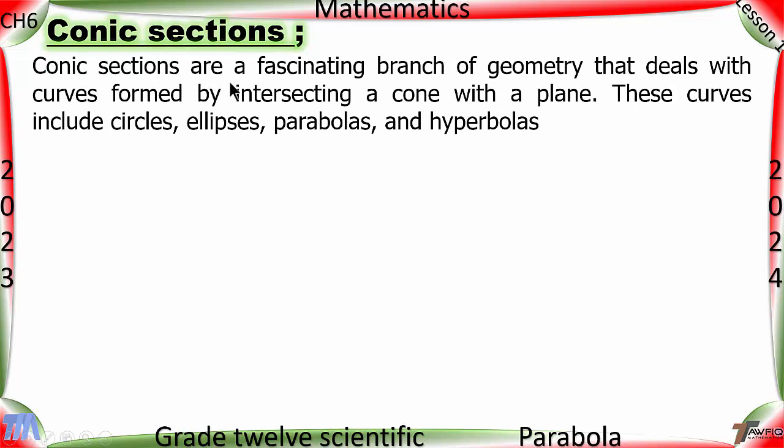Conic sections are a fascinating branch of geometry that deals with curves formed by the intersection of a cone with a plane. These curves include circles, ellipses, parabolas, and hyperbolas. Let us first of all talk about a parabola.